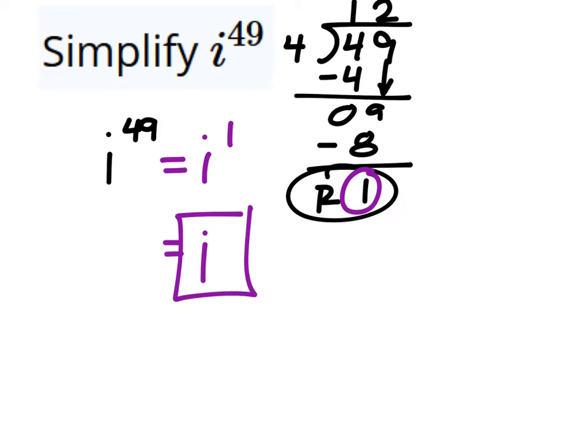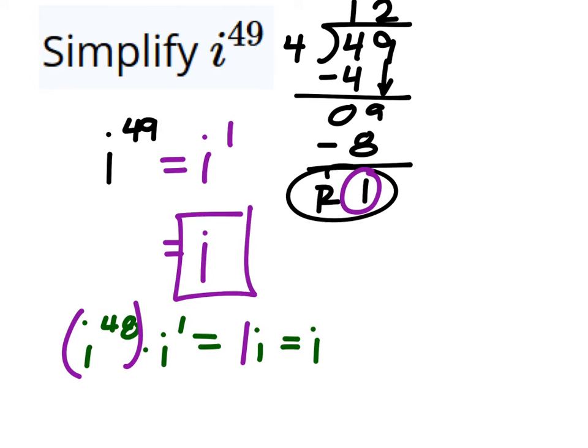Let's look at this differently, all right? If I took that i to the 49th and changed it to i to the 48th times i to the first power, because 48 is a multiple of 4, in fact, it's the one that's closest to 49. Well, i to the 48th, that would be 1. And i to the power of 1 is i, so it's still i. Hopefully that wasn't too confusing.